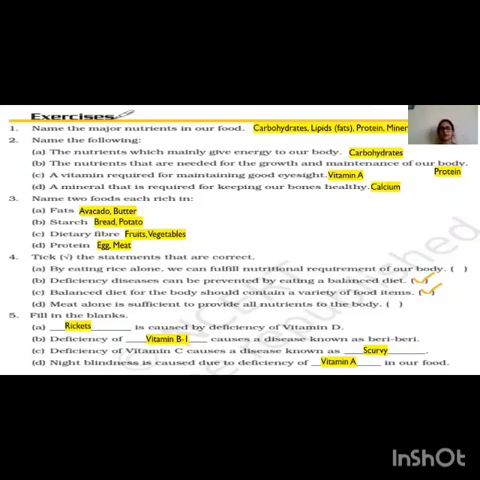And you don't want that, yeah? Because you need everything, okay? So meat alone is sufficient to provide all the nutrients to the body. That statement is wrong, okay? Now, next is fill in the blanks. These fill in the blanks could be a bit hard for you, but I'm going to answer all of these for you. So if you had any questions, I hope they get cleared now.